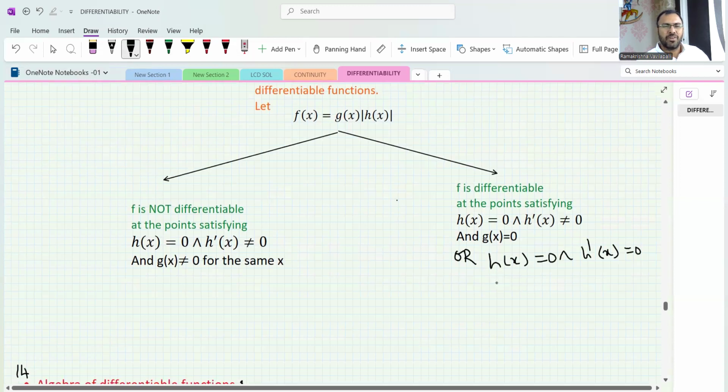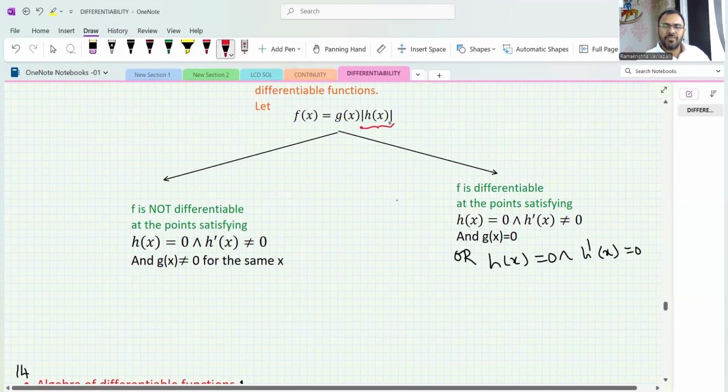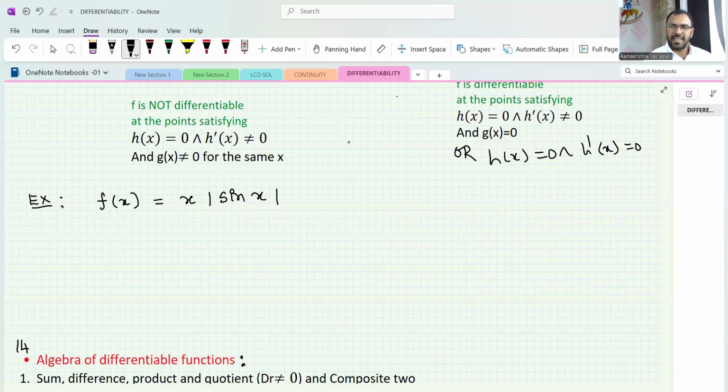Remember that whenever you see these kinds of questions, be careful: if modulus of h of x has h of x equal to 0, h dash of x not equal to 0, and g of x not equal to 0 for the same x, then it will not be a differentiable function at all. I'll give you an example.